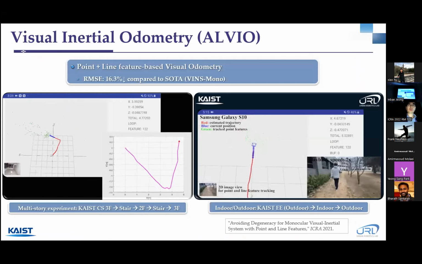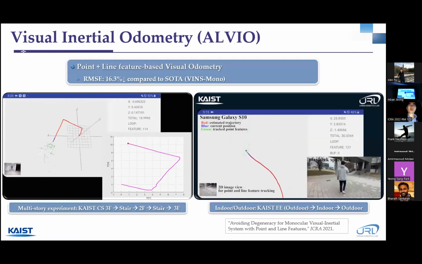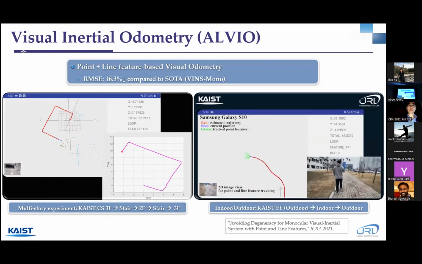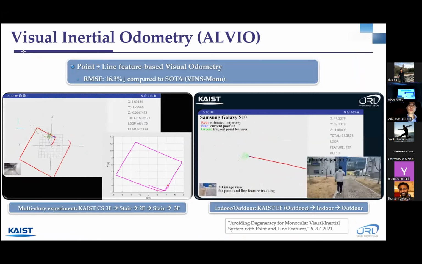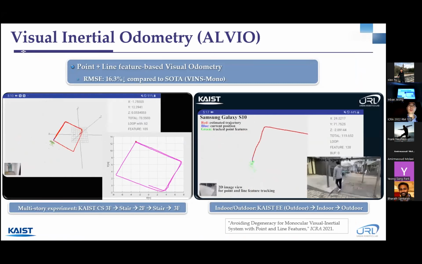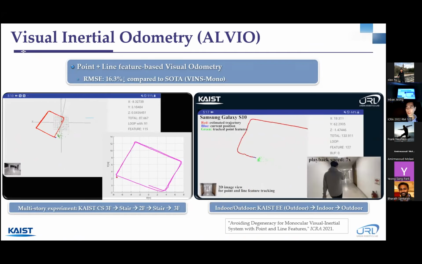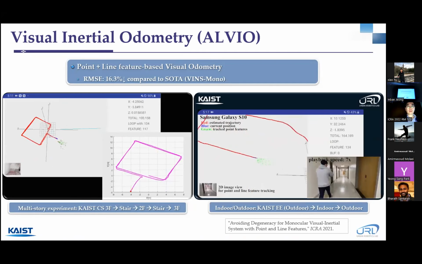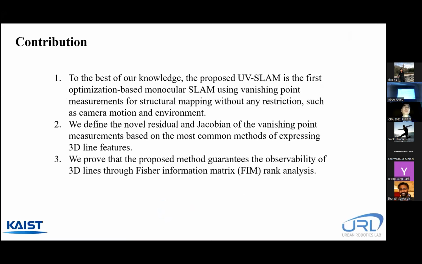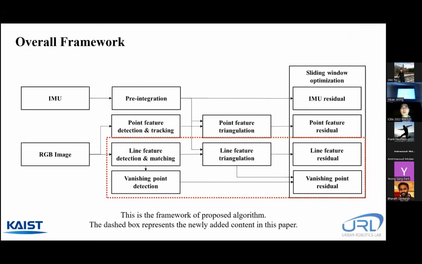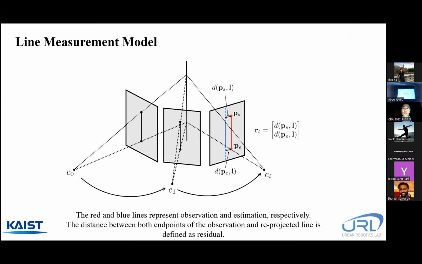visual inertial odometry, and we incorporated the line features for enhancing the visual odometry. So actually, by combining the line features in the indoor situation, we can decrease the RMSE up to 16% compared to the SOTA algorithm. This will also be presented in this conference, called UV SLAM, unconstrained line-based SLAM. We incorporate the line features, add the vanishing point detection algorithm, and incorporate this as the residual to the original cost function.